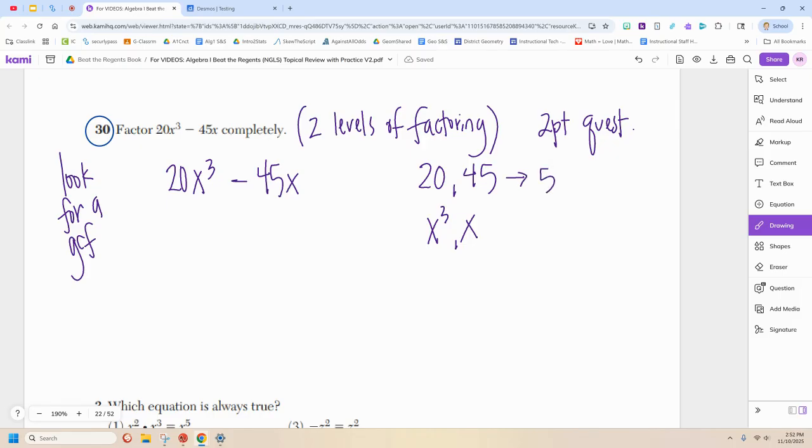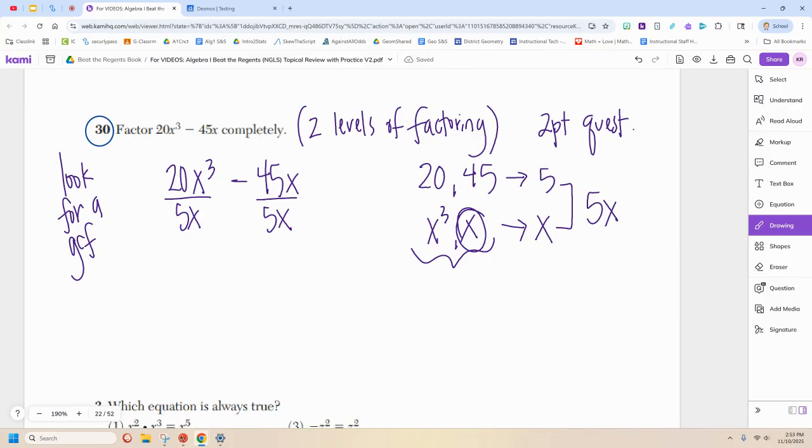Now, looking at the x's, you can't take out more x's than what there are. Both of these terms have x's, and the least number of x's is just 1x. So the GCF is going to be x. And now put these 2 things together. Our GCF for the polynomial is 5x. So we're going to divide by 5x, and we're going to divide by 5x.